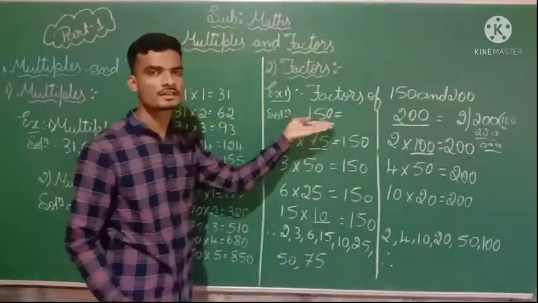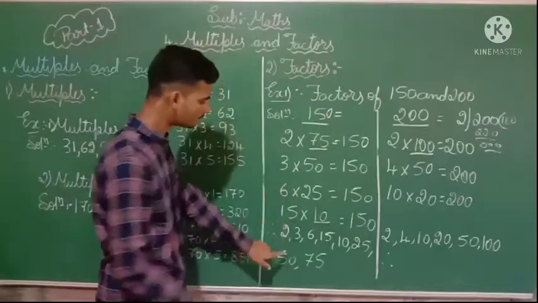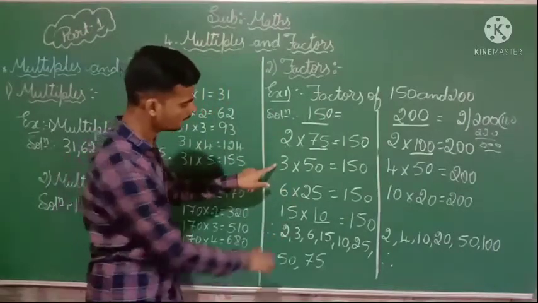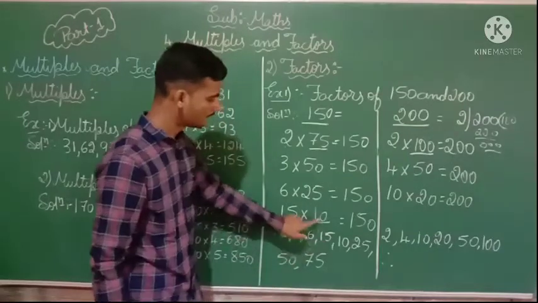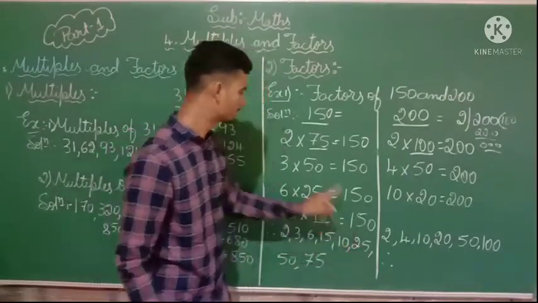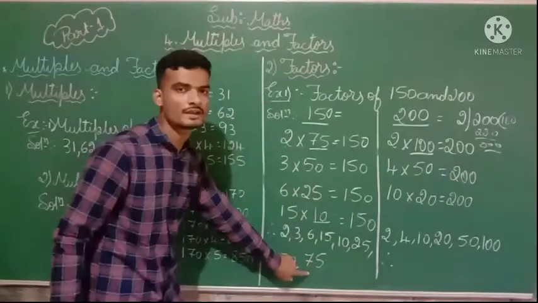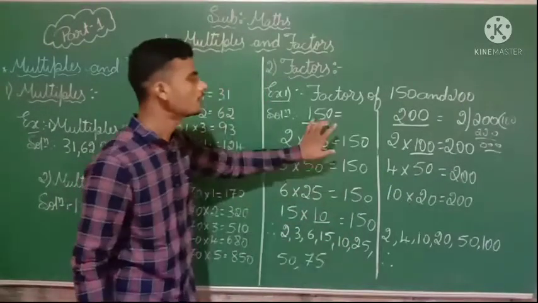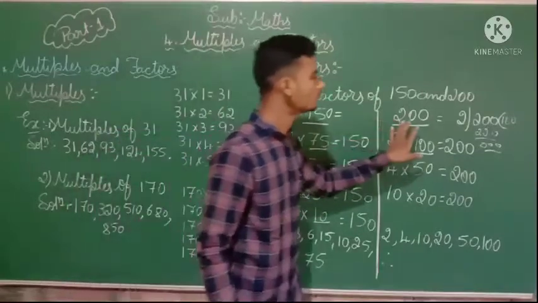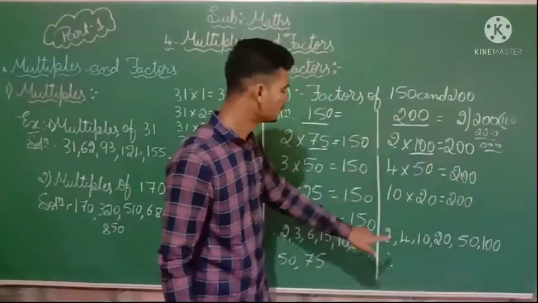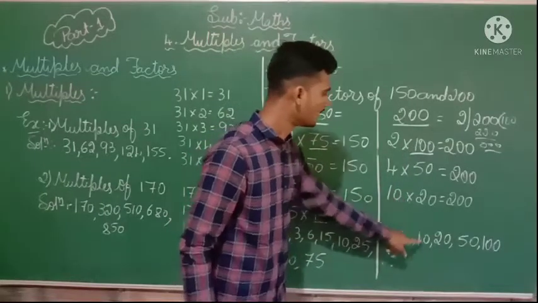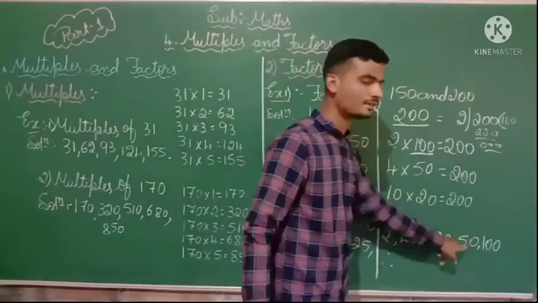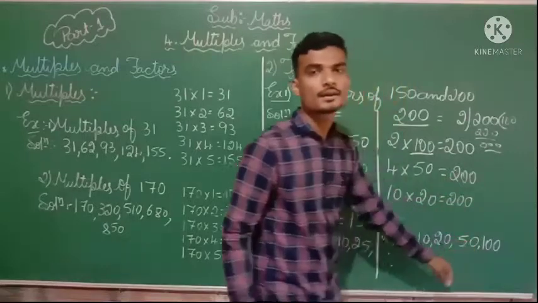So what are the factors of 150? Those are 2, 3, 6, 15, 10, 25, 50, 75. These are the factors of 150. Now we want to note down the factors of 200 also. Those are 2, 4, 10, 20, 50, 100.